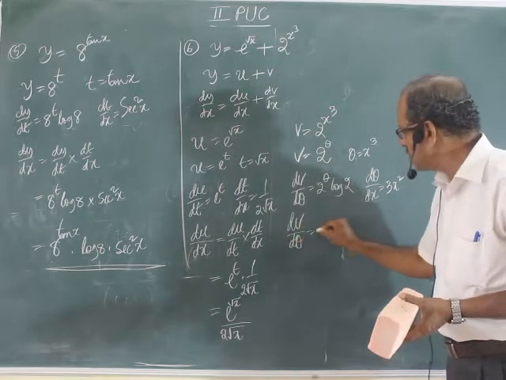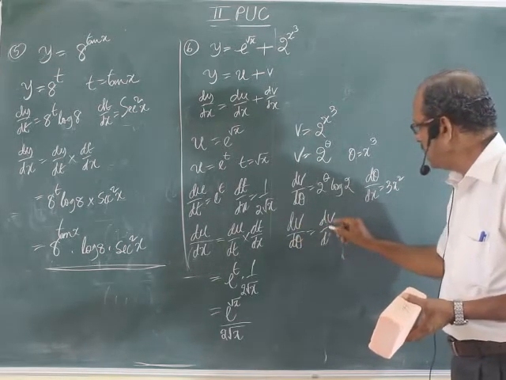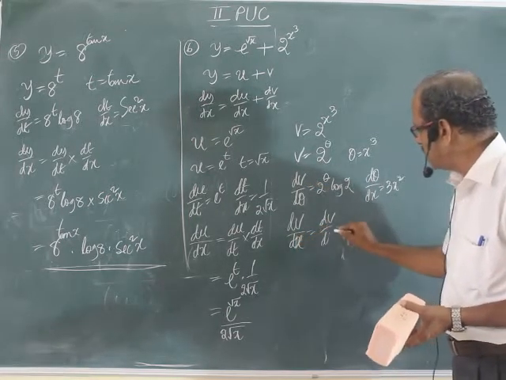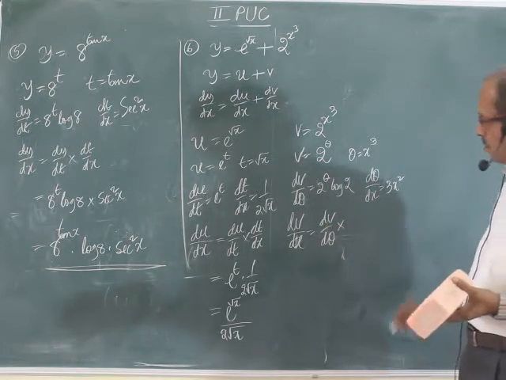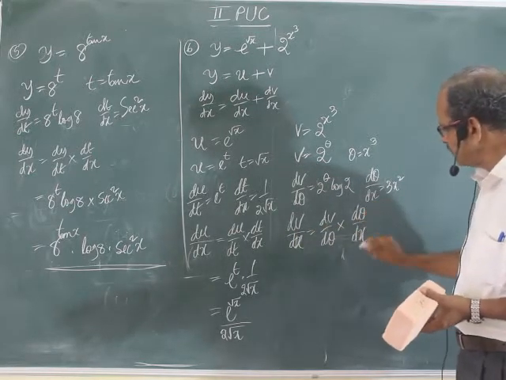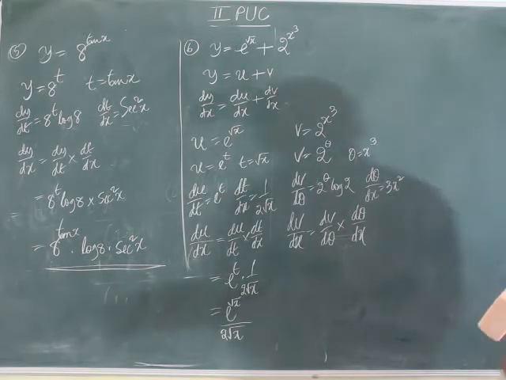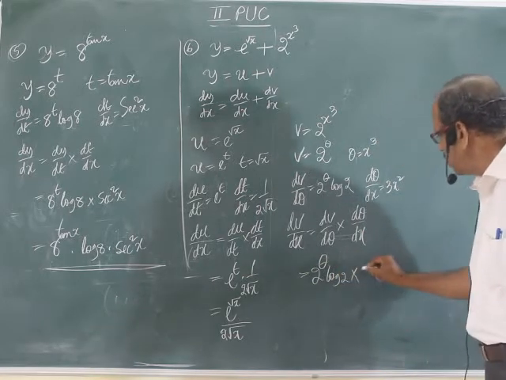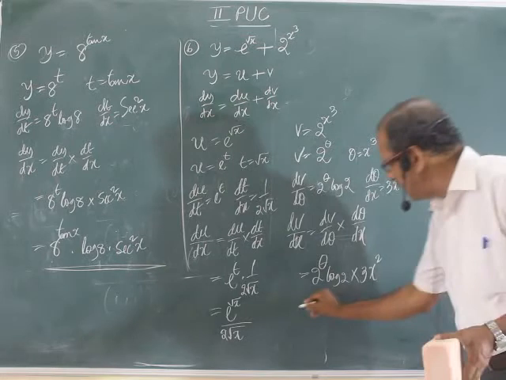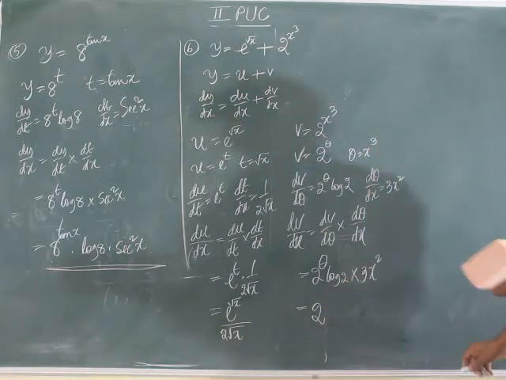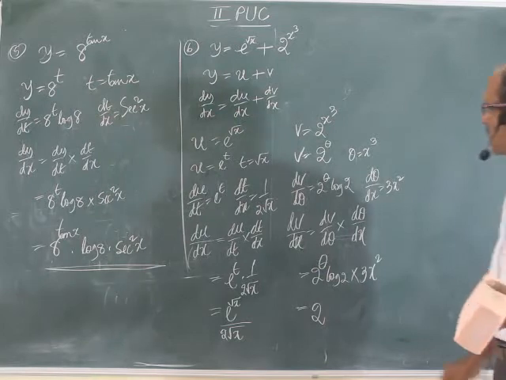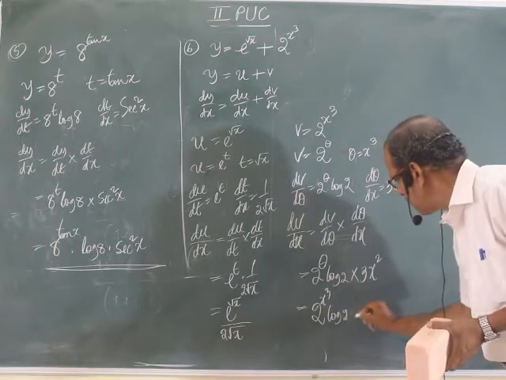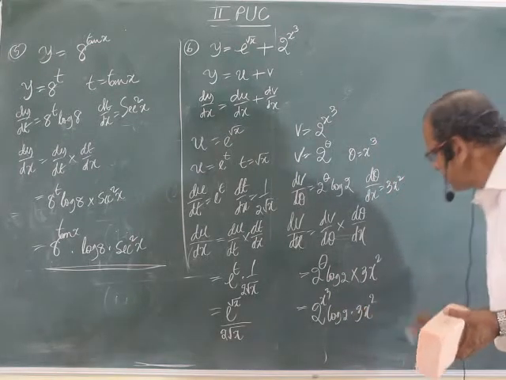dv by dx is dv by d theta into d theta by dx, or it is 2 to the power theta log 2 into 3x square. Final answer is 2 to the power theta, where theta is x cube, log 2 into 3x square.